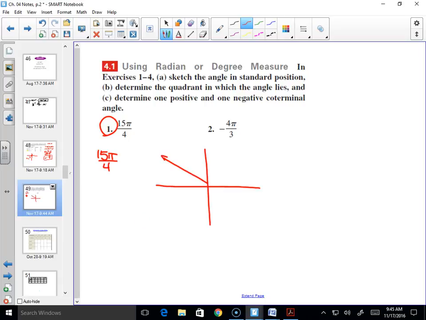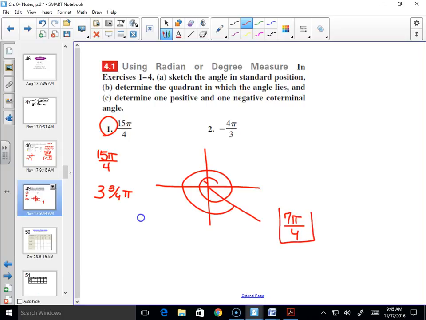If we divide, we would get 3 and 3/4 pi. Careful. We have to go 1 pi, 2 pi, 3 pi, and 3/4 pi is down here. Now, you could ask yourself what other angle is down there, and maybe you would know that this one is 7 pi over 4. So maybe the unit circle would help. Or you could also go negative pi over 4.